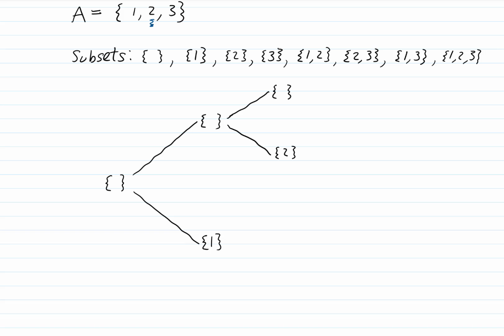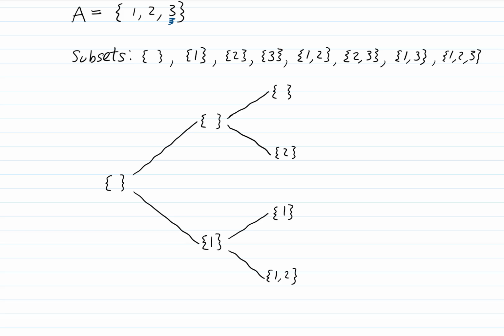Okay? Let's look down at this guy down here. If I do not include the number 2, then it stays the same. If I do include the number 2, then it looks like that now. And now we have 4 subsets. Okay, now let's move to the next element, 3.